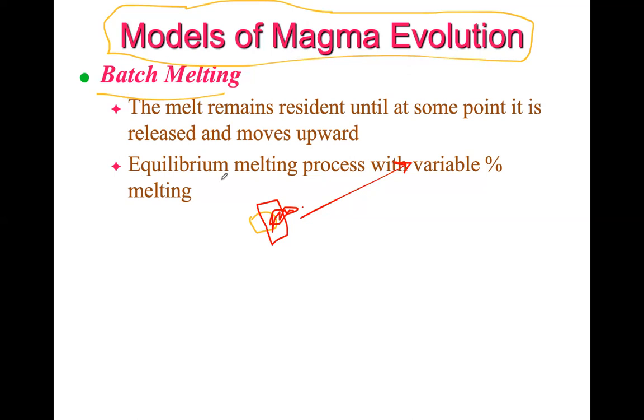This is also called equilibrium melting, because the formed melt remains in contact with the solid under equilibrium conditions. Variable amounts of melting can take place. That is what we call the degree of melting: 1%, 2%, 5%, 10%. At most maybe 30 to 40%, not more than that. Even above 30% is not very easy. That is the kind of upper limit. So this is batch melting.